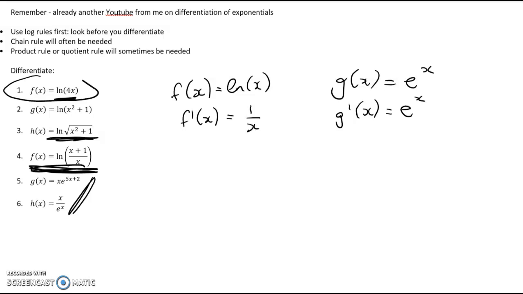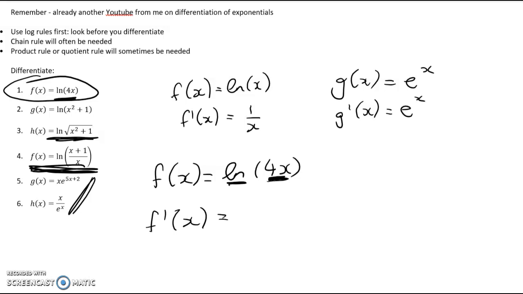Right, let's look at this first question here. Two ways to do this one. The first way is just to get on with it and use the chain rule. I've got f of x is the natural log of 4x. This is the inside function, and ln, the natural log, is the outside function. So f dash of x is going to be 1 over all of this, so 1 over 4x, times the derivative of the inside function, which is just 4. That gives me 1 over x.